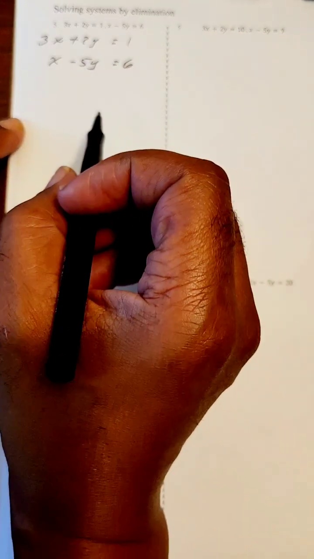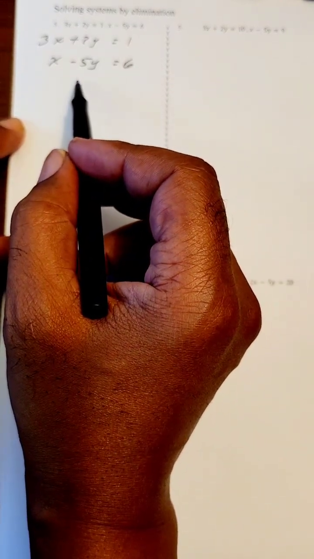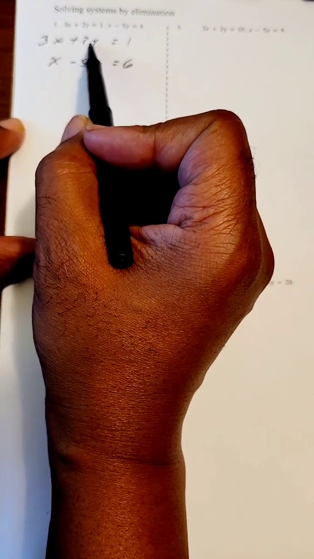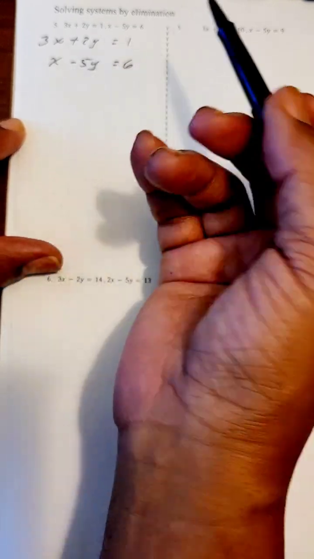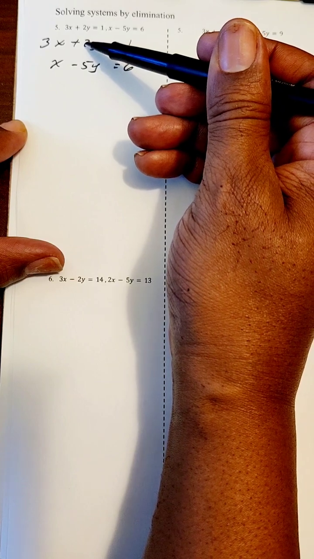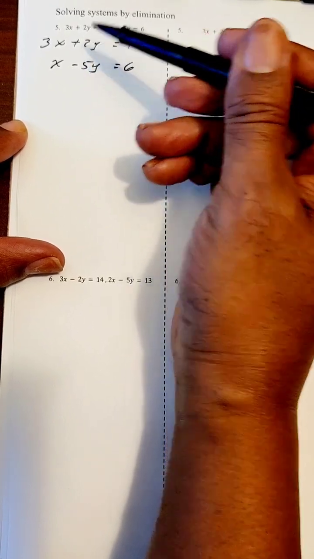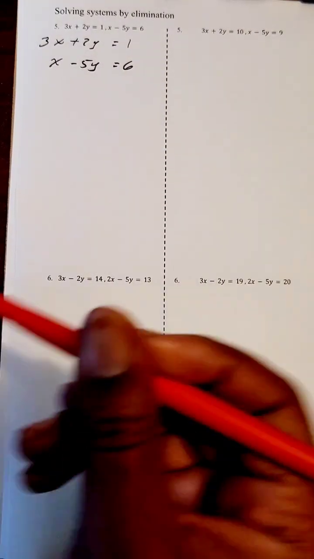Now, I can get additive inverses if I use multiples. So if this were a 10y and this were a negative 10y, then I have additive inverses. Now, how I chose 10 is because 10 is a multiple of 2 and 5. Okay, so let's use 10 to get our additive inverses.